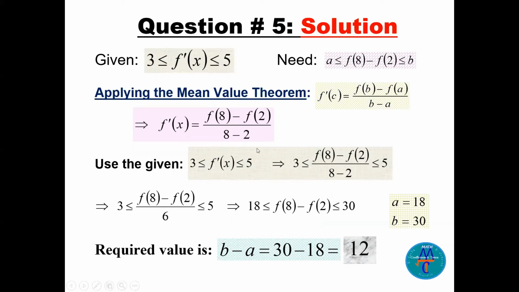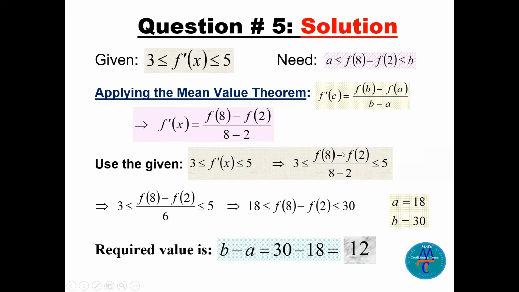F prime of c is equal to f of b minus f of a divided by b minus a on the interval 2 to 8. So b here is 8 and a is 2. So from this mean value theorem equation, we can write f prime of x is equal to f of 8 minus f of 2 divided by 8 minus 2. Given now the derivative itself is between 3 and 5. So we have this compound inequality. So we can replace f prime in the middle here with f of 8 minus f of 2 divided by 8 minus 2.